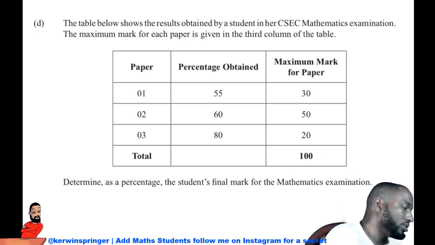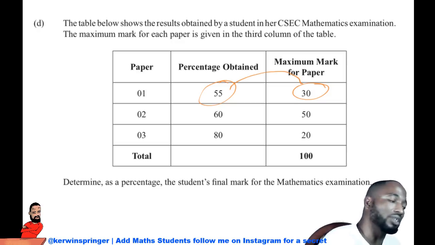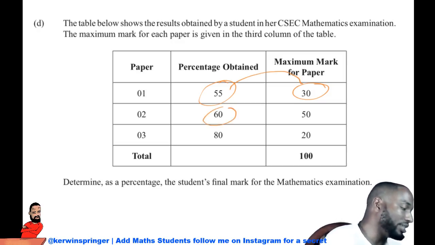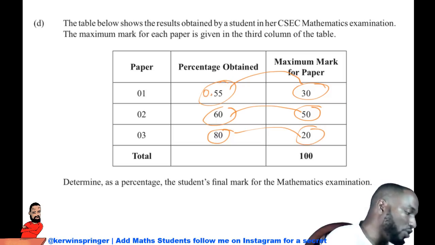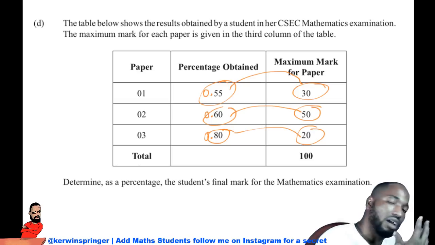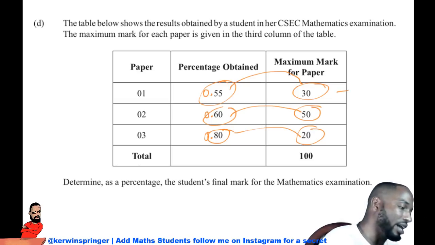Alright, so this was the percentage obtained, but this is the maximum mark. So she got 55% of 30. That's what they're saying. This was the percentage obtained, but the maximum mark is 50. So they got 60% of 50 and 80% of 20. So you can work that out. In other words, put 0.5, 0.6, 0.8, just so that it turns into a fraction, and multiply it, and you'll get the numbers.